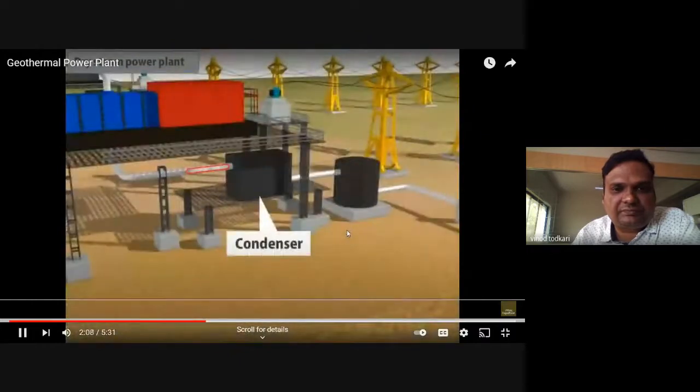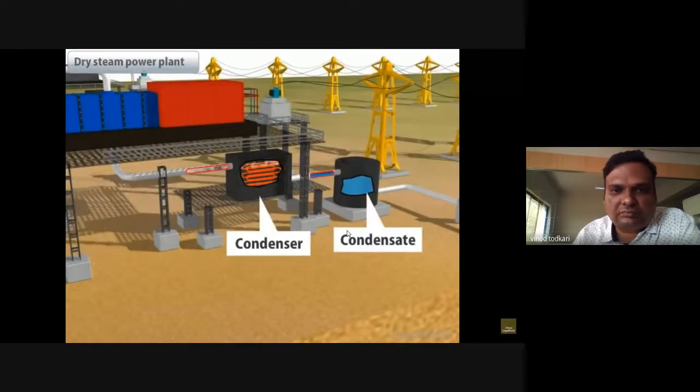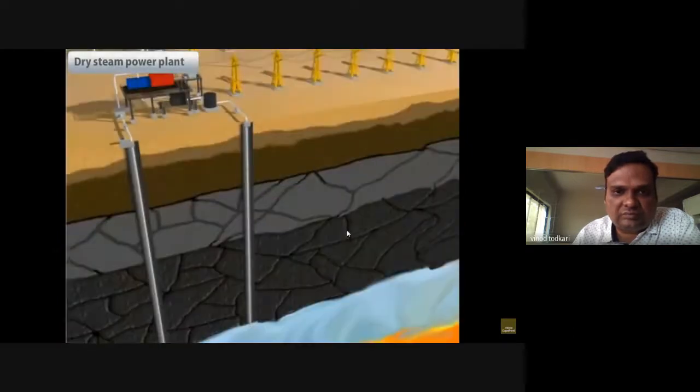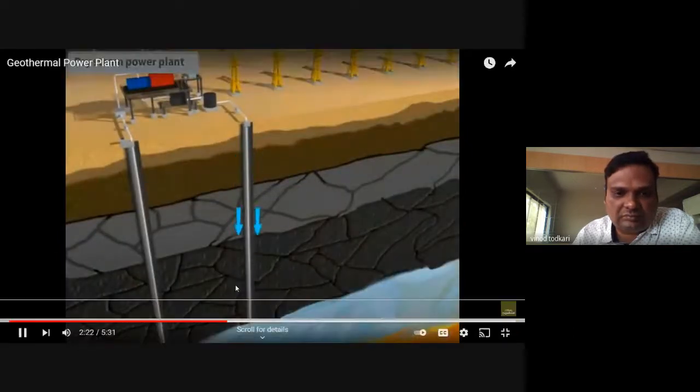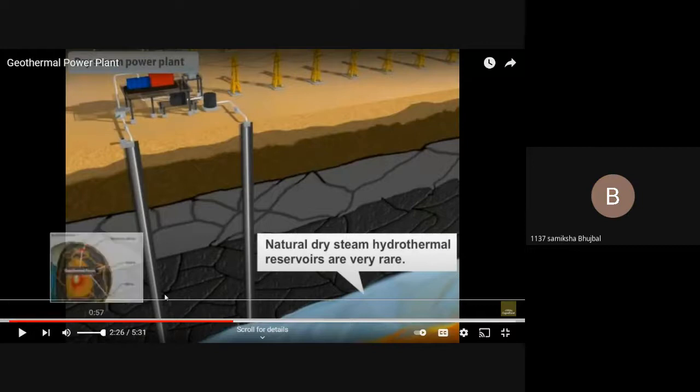After rotating the turbine, steam goes through the condenser where it is converted into water. This water is called condensate and it is injected back into the earth through the injection well. So this is the injection well and this is the production well. So tell me, is it clear to you? Yes, sir.